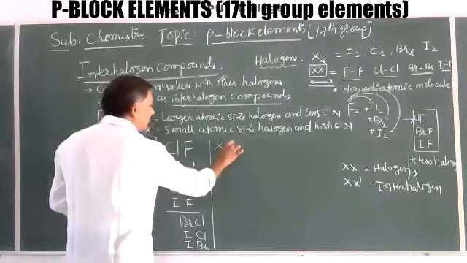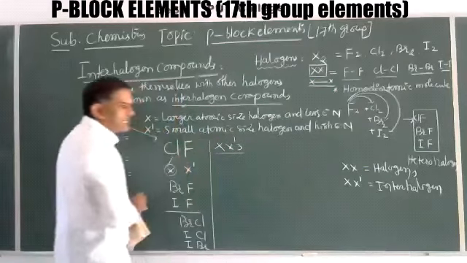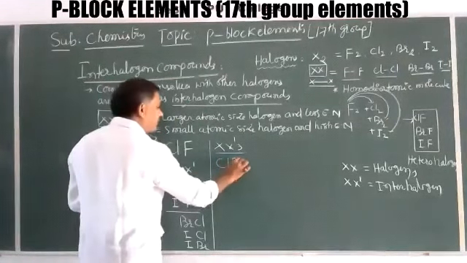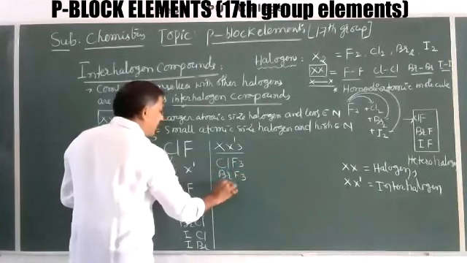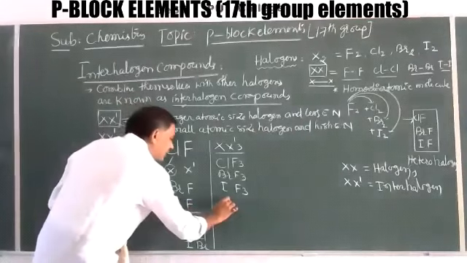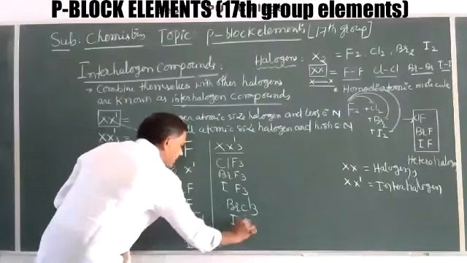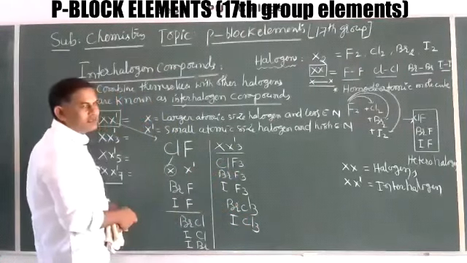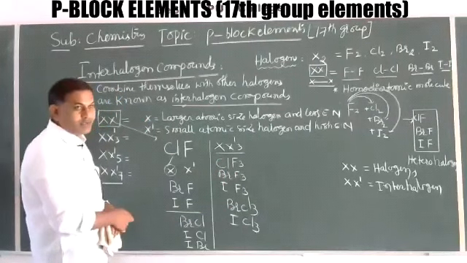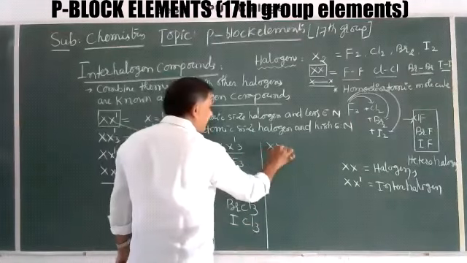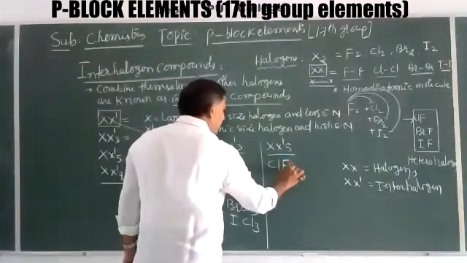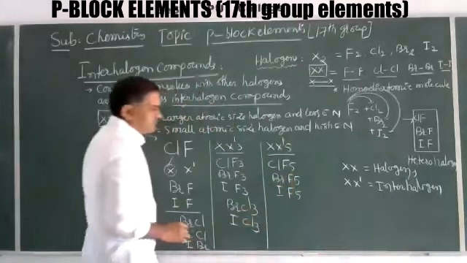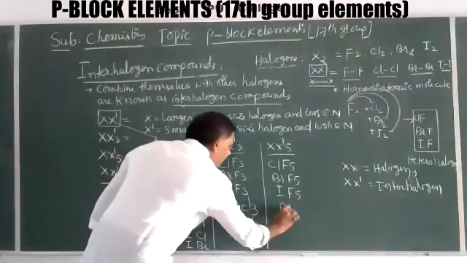Now next one is XX'3. X' is always smaller in size and X is larger in size. That's why we can take ClF3, BrF3, IF3, or we can take BrCl3, ICl3 also. While comparing these two, X' is always the smaller atomic size, and smaller atomic size is nothing but a high electronegativity element. Then the next one is XX'5, that is ClF5, BrF5, IF5. Also we can take BrCl5.